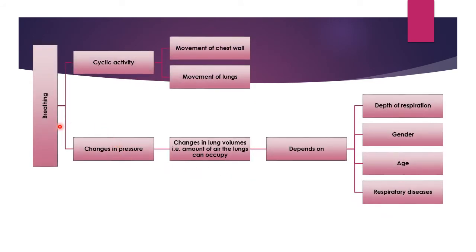We can say that breathing is a cyclic activity. Cyclic activity means a change in one structure leads to a change in another structure. Like, it is the movement of the chest wall as well as the movement of the lungs. Lungs get inflated and deflated, and the chest wall moves forward and backward. So the whole process takes place in a cyclic manner. As well, breathing involves changes in pressure, meaning changes in lung volumes, that is, the amount of air the lungs can occupy.